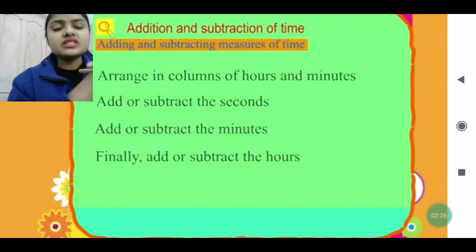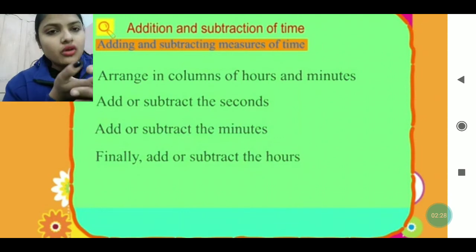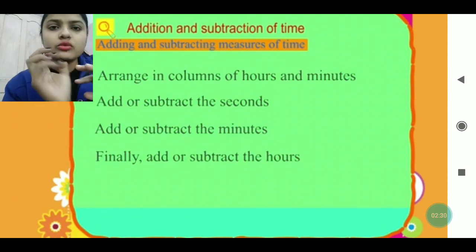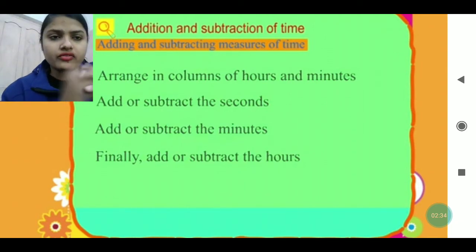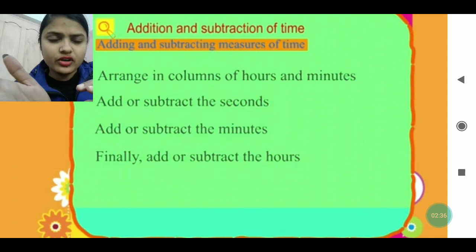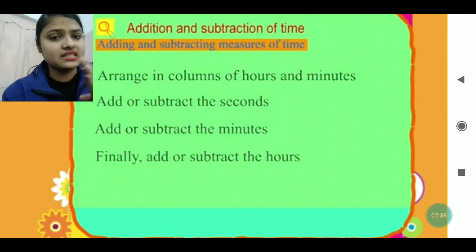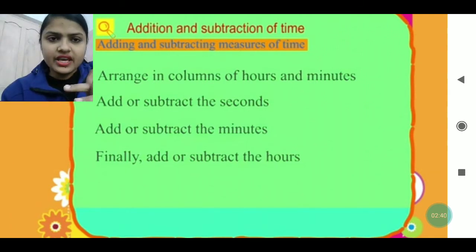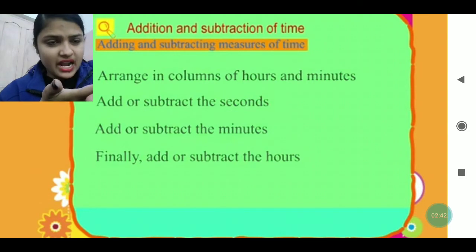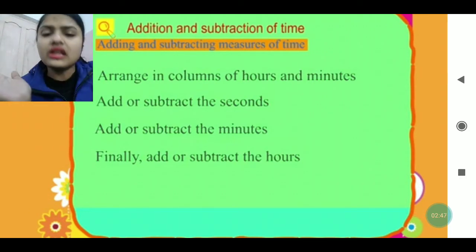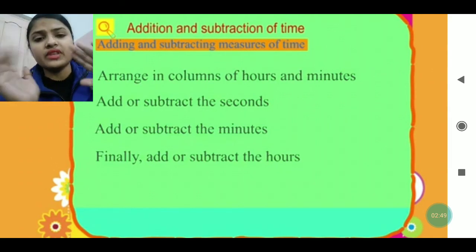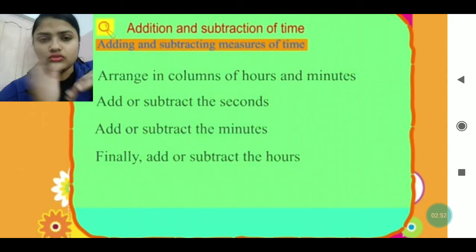See, first of all, when we are doing addition or subtraction, here we are talking about only addition. So when we are doing addition, arrange in columns: one column for hours and one column for minutes. Add or subtract. We used to add or subtract from the right side. From the right to left we used to move on.